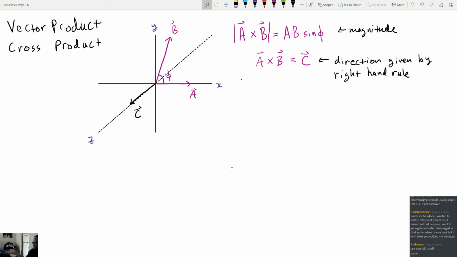So take the fingers of your hand and point them along A, which is along the positive x-axis, and literally all of you should do this. Point the fingers of your right hand along the x-axis, and then rotate them up towards B, which is where the y-axis is. Your thumb should be pointing out of the board. Did that make any sense? Yeah, it did. Okay.